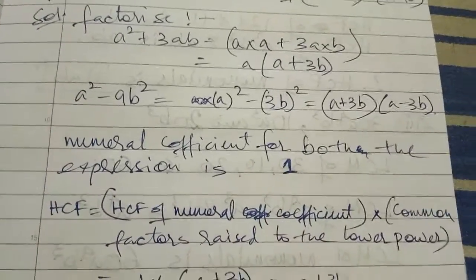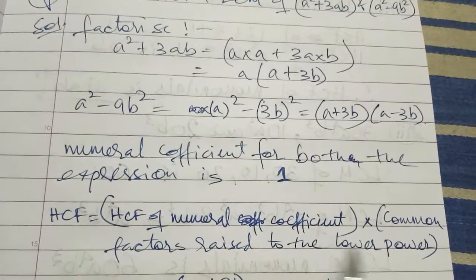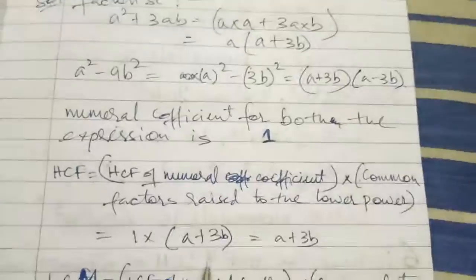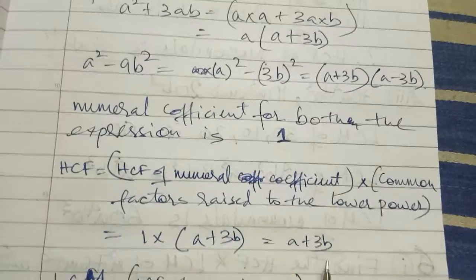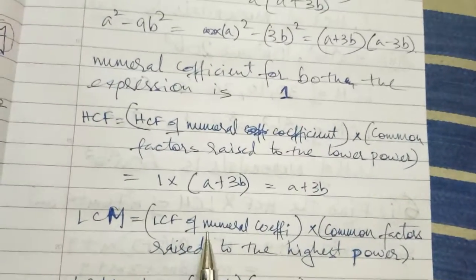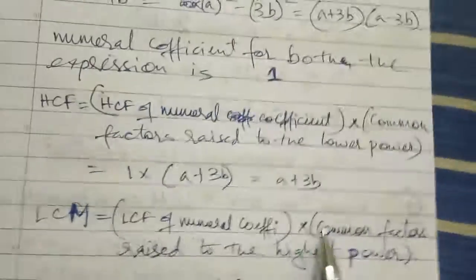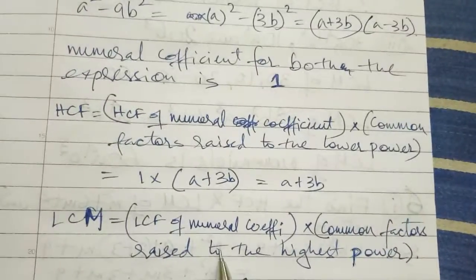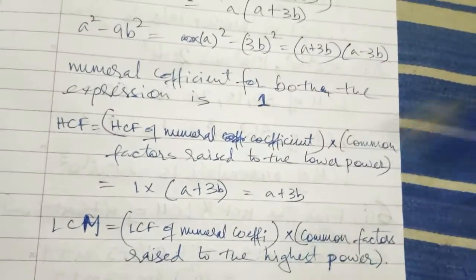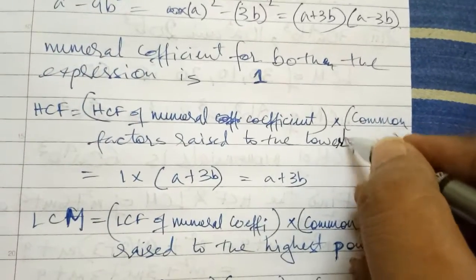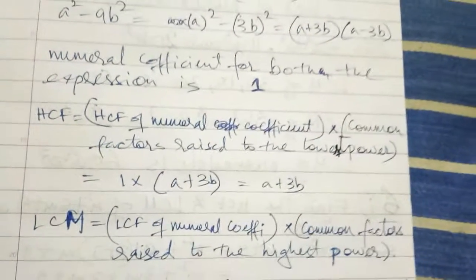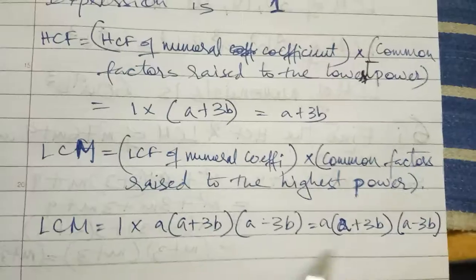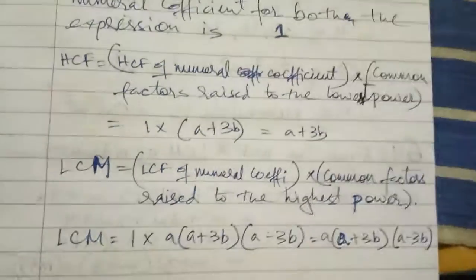Now we know that HCF is written as the HCF of the numeral coefficient into the common factors raised to the lowest power. Now from here 1 into the common factor, so the value of HCF will be a plus 3b. In the same way, LCM is the LCM of the numeral coefficient into the factors raised to the highest power. That was lowest power for HCF, and this is the highest power. See, I have written the LCM. From here the highest power factors will all be there. This is the final answer for the LCM.